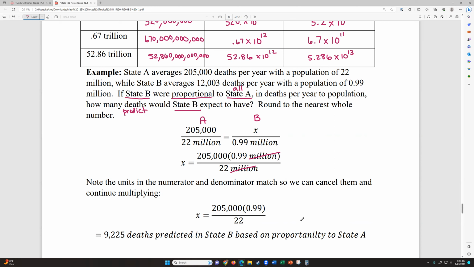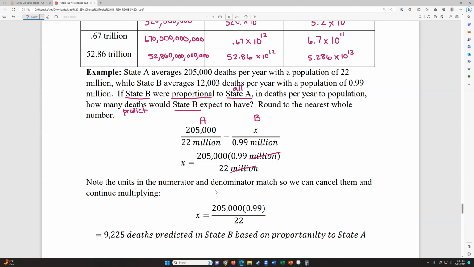state A, okay? Again, that's lower. So why is that important? I can tell from that state B has a higher death rate than state A, because we predicted that if state B and state A were easy peasy matchy, if they had the same proportion of death to population, we should only see 9,225 deaths in state B. We saw 12,000 in the real world.